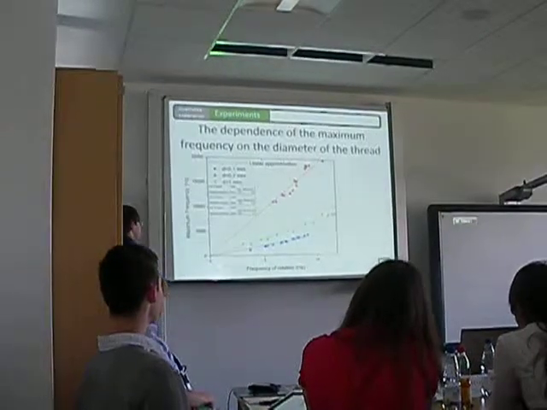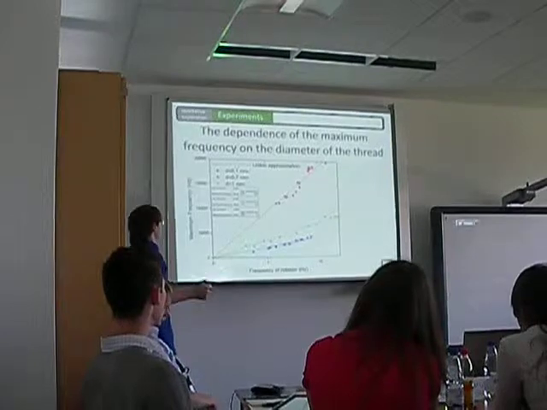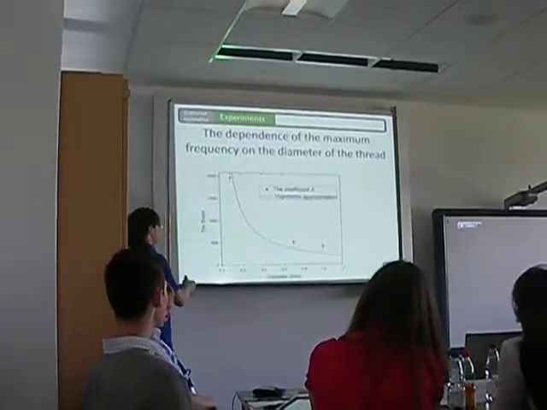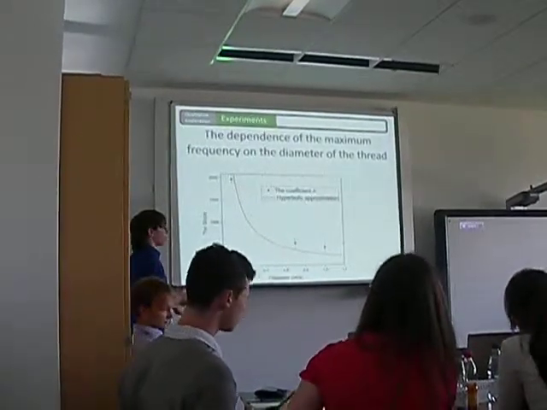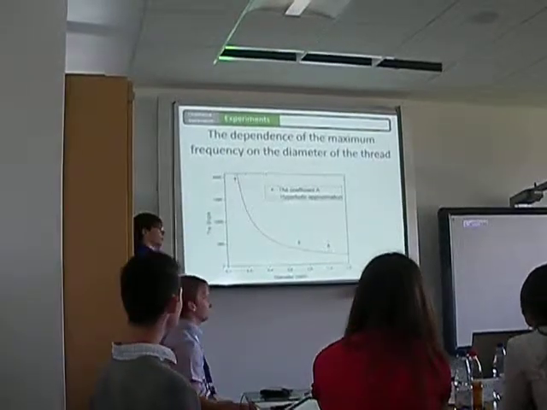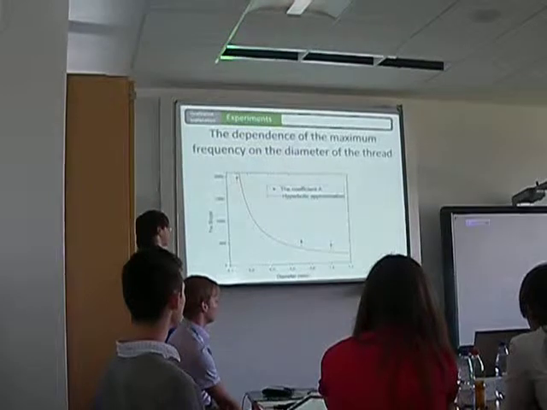Now the same experiment was done for the diameter of our thread. Here you can see the result. Again, we will try to approximate it somehow. Here you can see the dependence of the slope of our graph on the diameter. First of all, the simplest decreasing function is hyperbolic. That's why I try to use it, and the result is quite good.